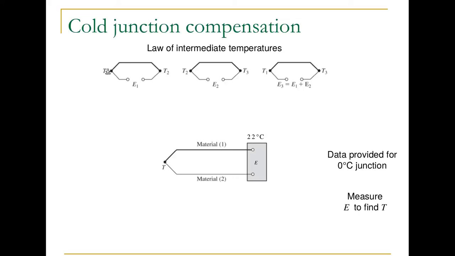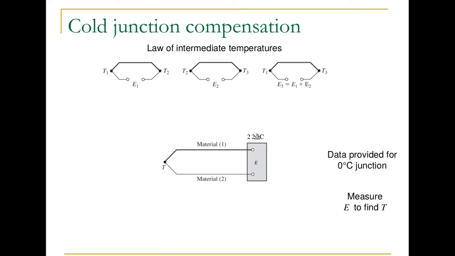So if T1 is your sense temperature and T2 is 0 degrees C, then a data table will tell you what voltage to expect for those temperatures. If you measure a voltage that's not in the table, you can use linear interpolation to determine the temperature at T1. But it's not practical to maintain a 0 degrees C reference temperature, so we can use the law of intermediate temperatures.